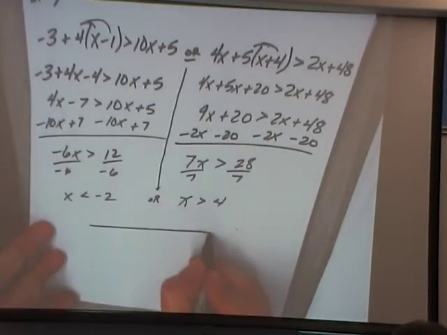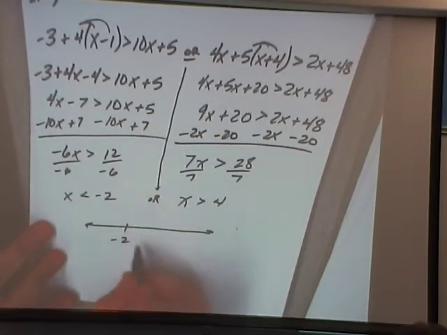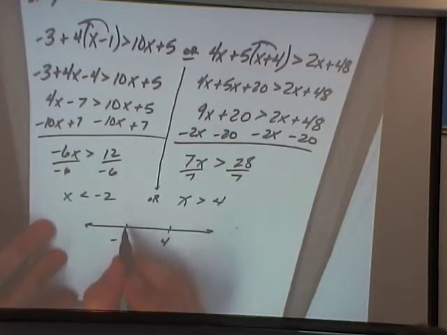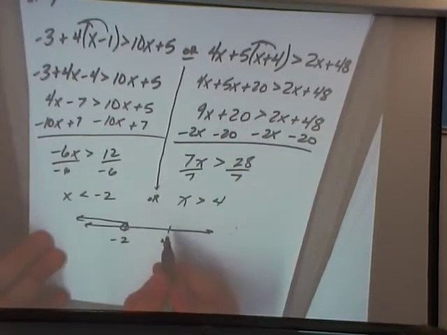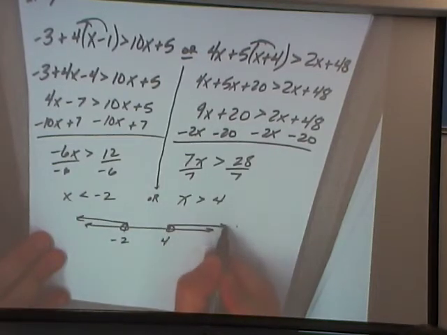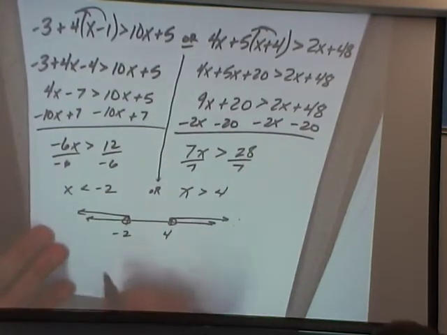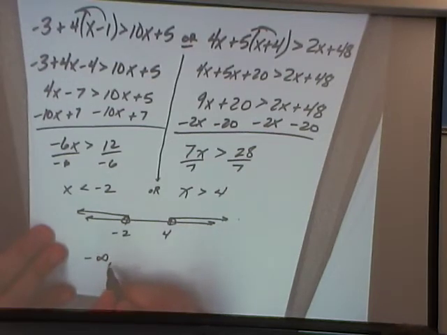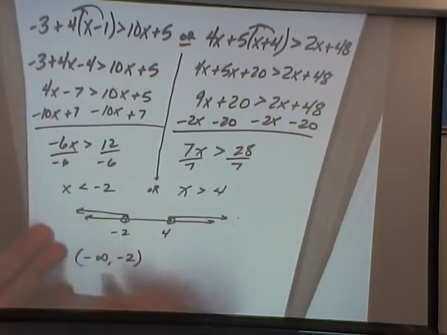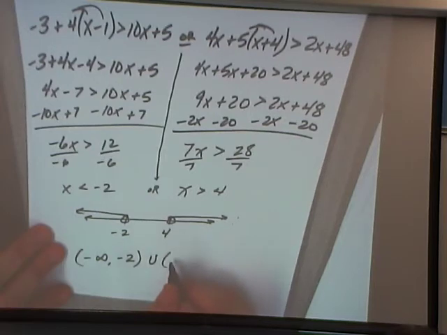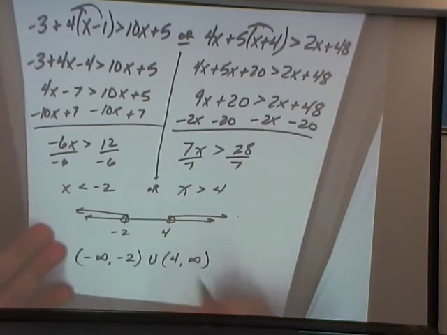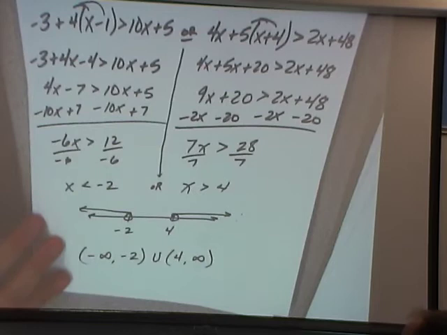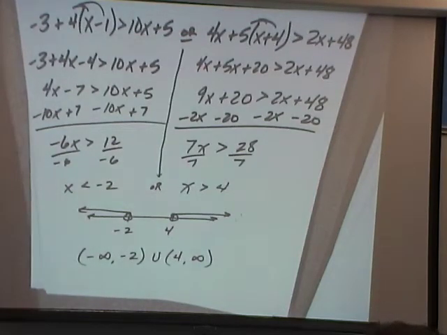So if I put it on a number line, negative 2, 4, open circle, less than, open circle, greater than. And then if it was interval notation, it would be negative infinity up to negative 2, union, 4 to infinity. Not including the negative 2 or the 4. Questions on number 5? No questions? Okay.